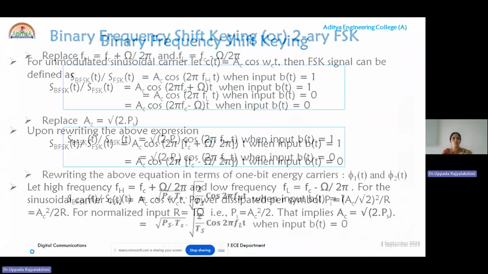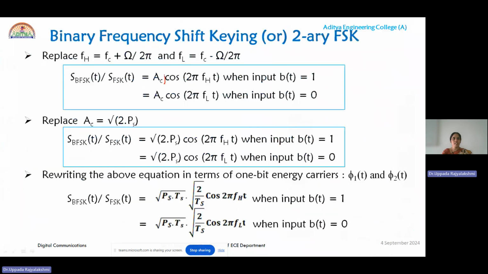So here what we are doing, we are going to replace AC as root 2 PS, and also we have replaced FC plus omega by 2 pi as FH and FC minus omega by 2 pi as FL. So this is the FSK expression. Let us replace AC as root 2 PS.